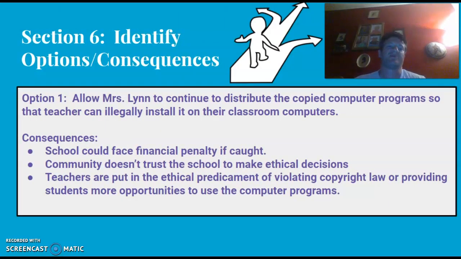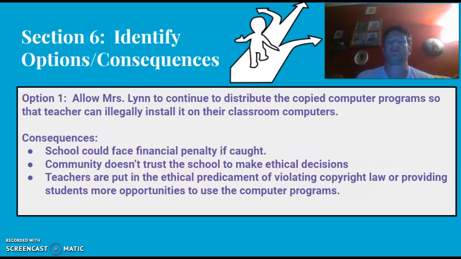So we have a few options. Option 1 is to allow Miss Lynn to continue to distribute the copied computer programs so that each teacher can illegally install them on their classroom computers. The consequences of this: the school could face financial penalty if caught. If that happens, the community could lose trust in the school to make ethical decisions, and then each of the teachers would be placed in an ethical predicament, like Miss Brennan was, of violating copyright law or providing students with more access to computer programs.